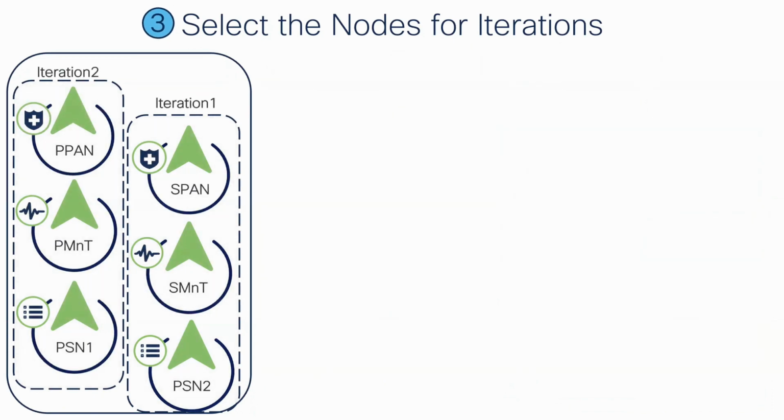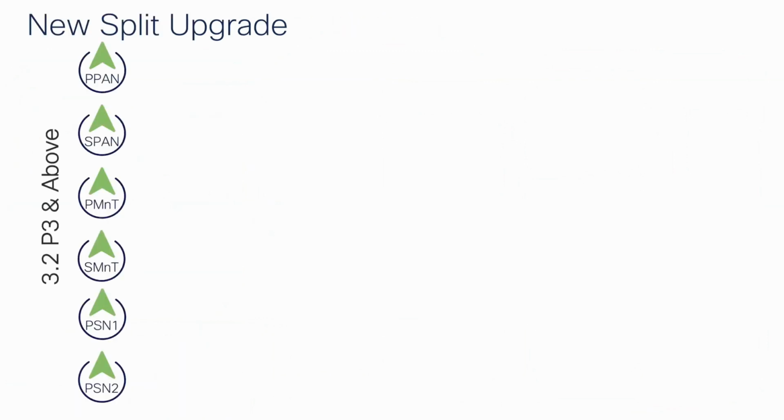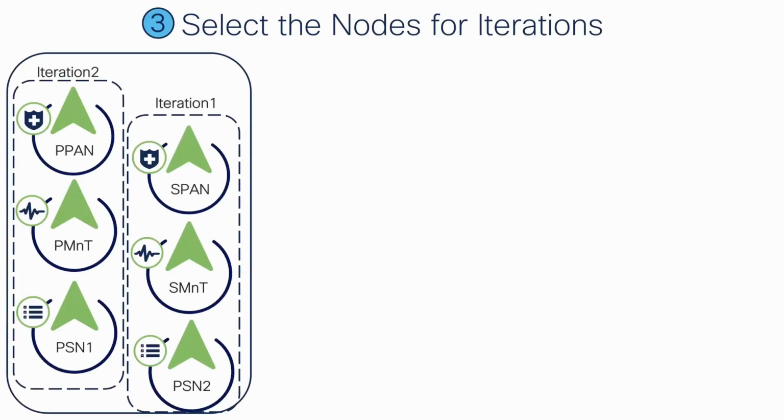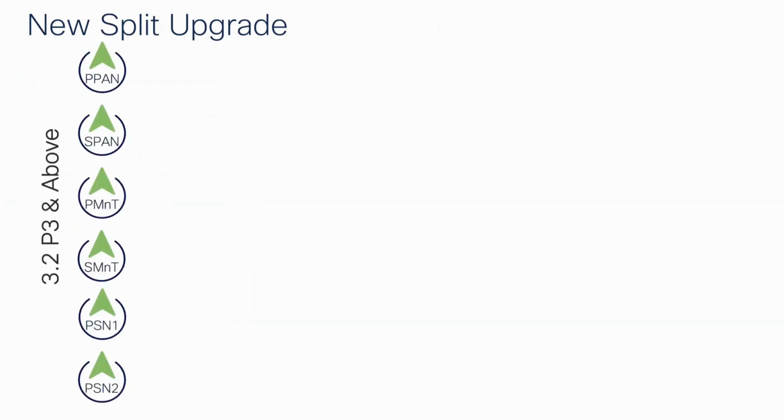Now, consider that same situation. I've selected those 6 nodes. I'm talking about only one scenario where I'm trying to upgrade this 6 node deployment in 2 batches, iteration 1 and iteration 2. In iteration 1, I'm having SPAN, SMNT, PSN2. In iteration 2, I'm having PPAN, primary MNT, PSN1. So at a high level, this is what we are trying to achieve.